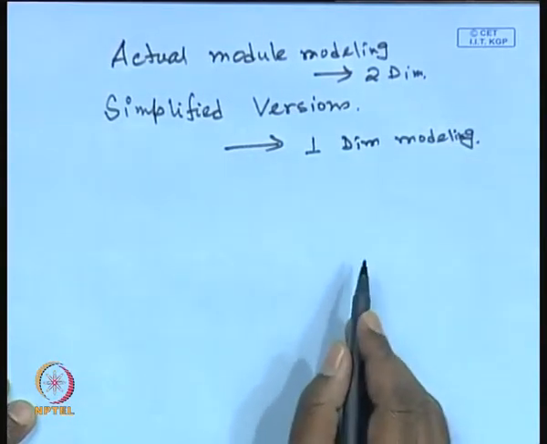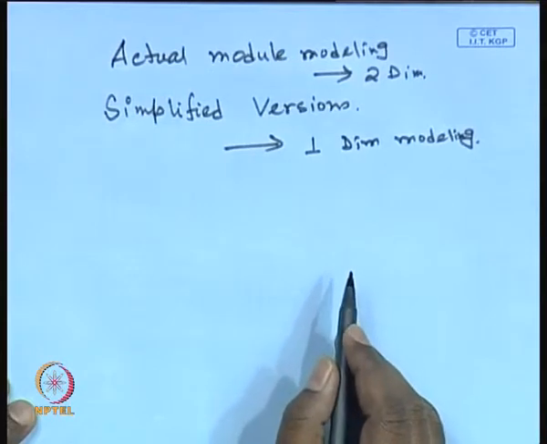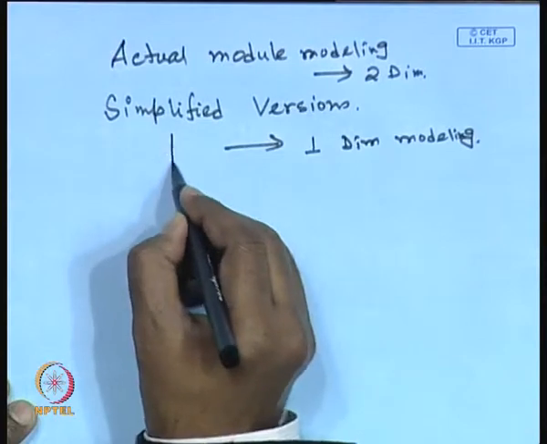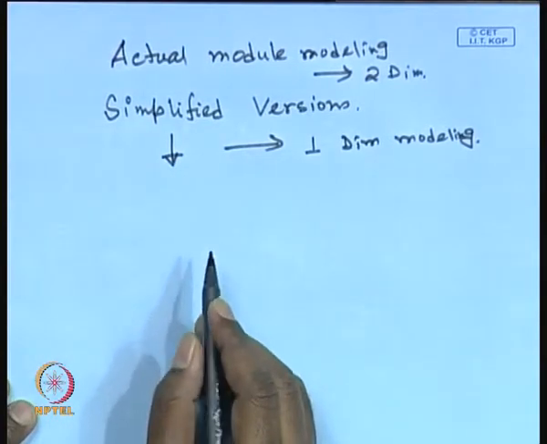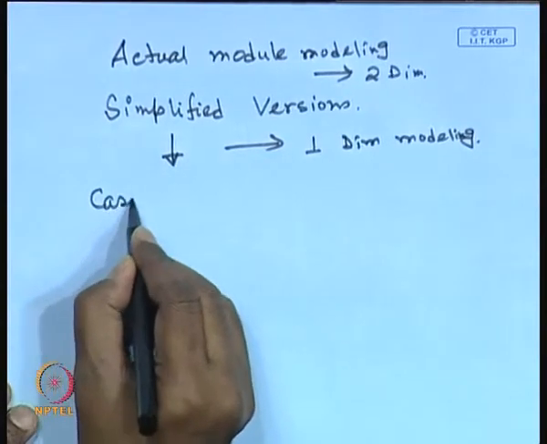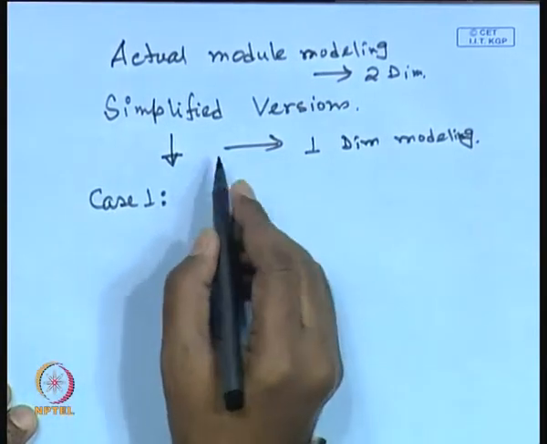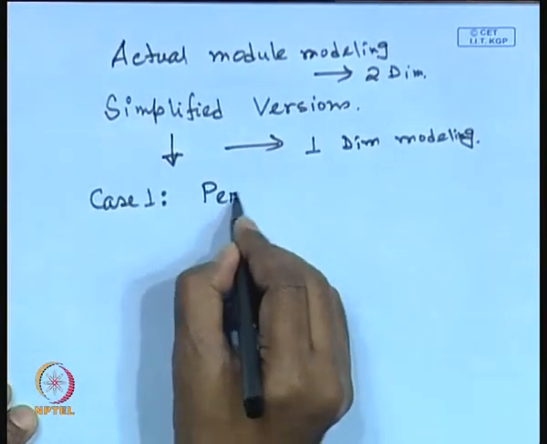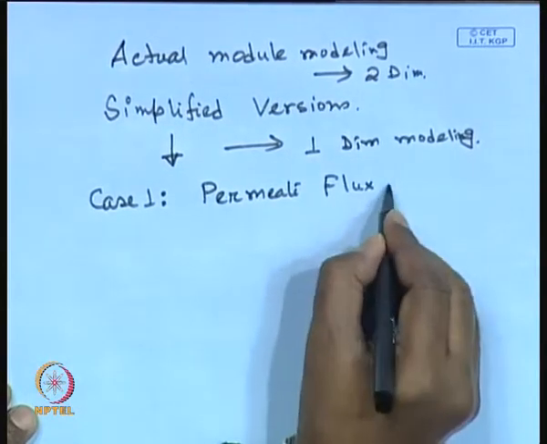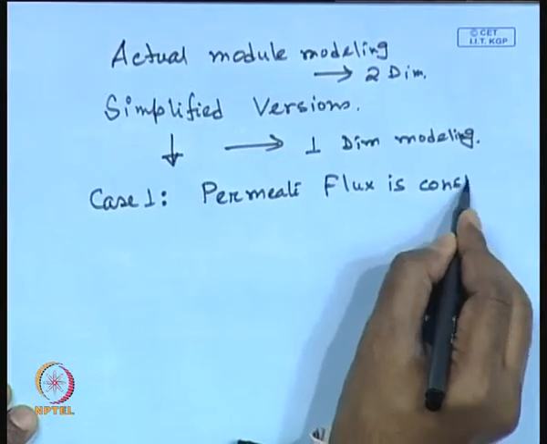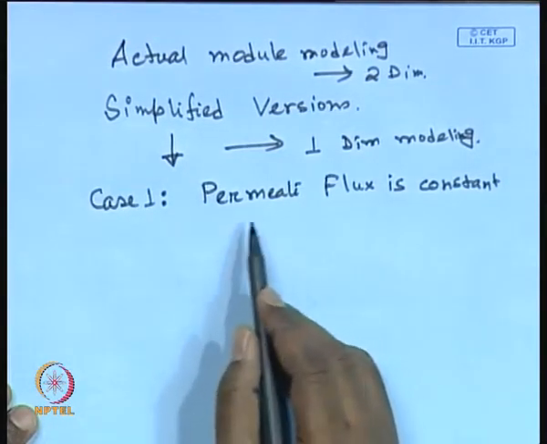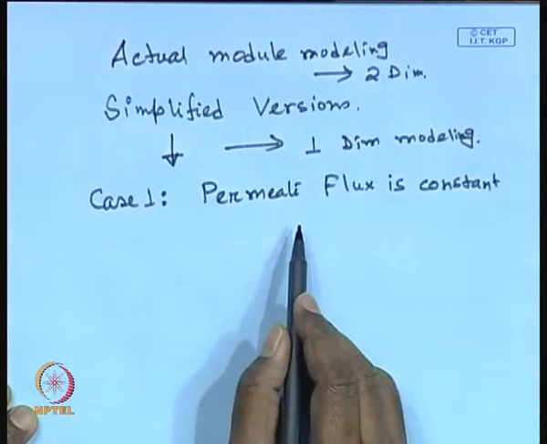Even then, you cannot have an analytical solution unless you do further simplification. So even in the simplified version, in the 1-dimensional modeling, we will take up 3 cases. Case 1: permeate flux is constant. That means at a constant rate you are drawing the permeate out of it, but we have already seen this is not the case. Permeate flux is basically a function of x.